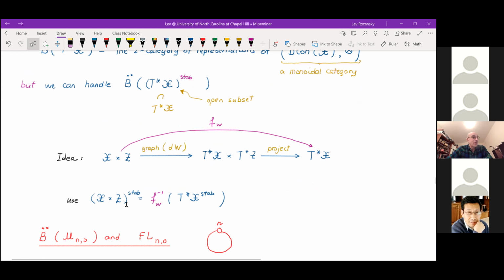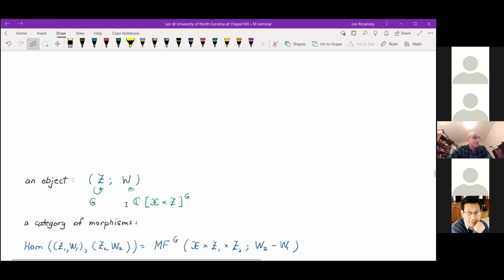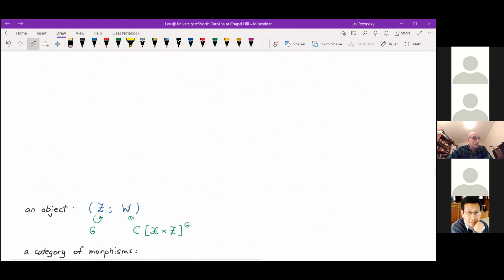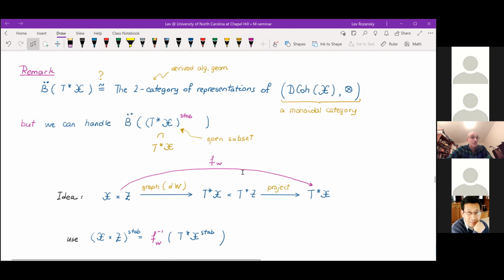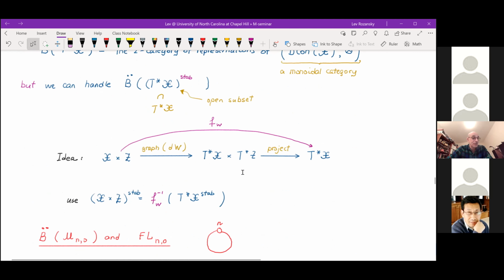So your matrix factorizations will not be over X times Z1 times Z2, but rather over a certain subvariety of it, specified by the stability condition. So that's why we can define two categories associated to quiver varieties together with the stability condition.